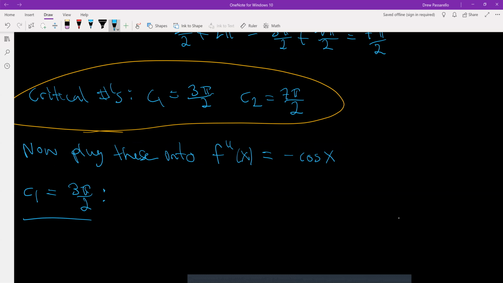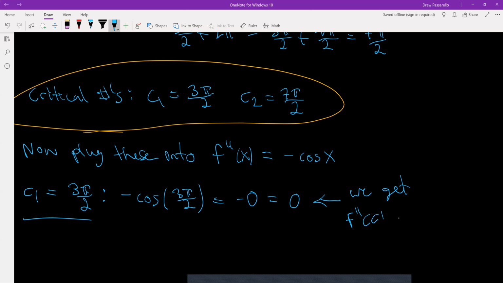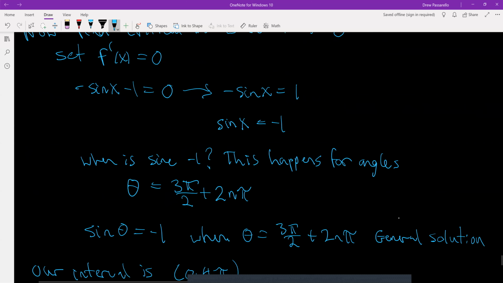So plugging 3 pi over 2 into negative cosine x, that's negative cosine of 3 pi over 2. Well, cosine of 3 pi over 2 is 0. So this would be negative 0, which is 0. Now notice we get 0. So when we get the second derivative equaling 0 for the critical number, so we get f double prime of c equaling 0, that means the test fails, right?